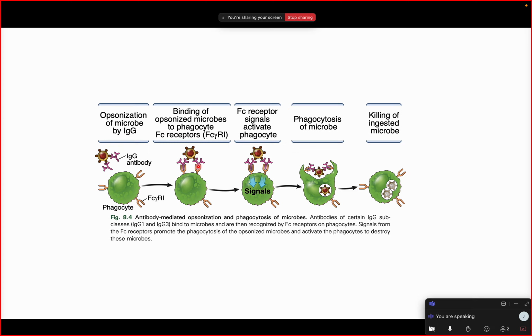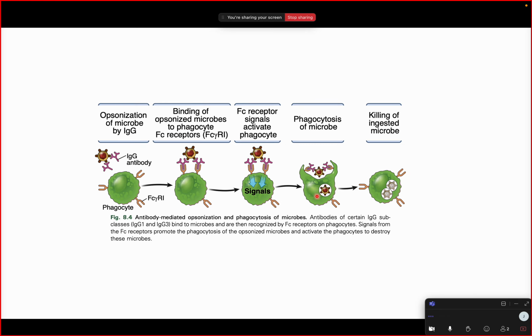Once it binds to this complex, this phagocytic cell becomes more receptive for engulfing this microbe, which earlier it was not able to see. So basically what antibodies are doing, antibodies are making the phagocytosis of this microbe more effective or more palatable for the phagocytic cell.